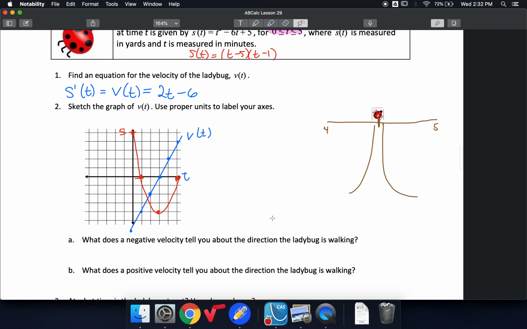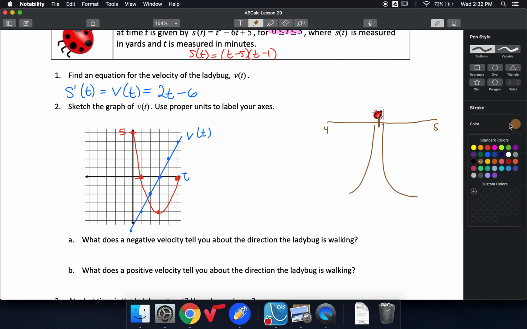So let's come down. So my negative velocity, well, if I look at my velocity graph, I see that it's negative in this region here. So I'm going to make this a darker blue. So my velocity is negative up until time 3. So in this area, that negative velocity is when the ladybug is walking back towards the trunk and then further past the trunk. So velocity less than 0 tells us that the ladybug is moving left.